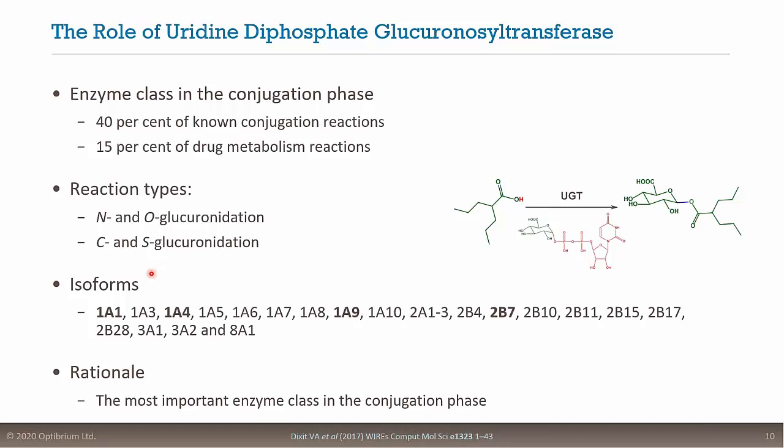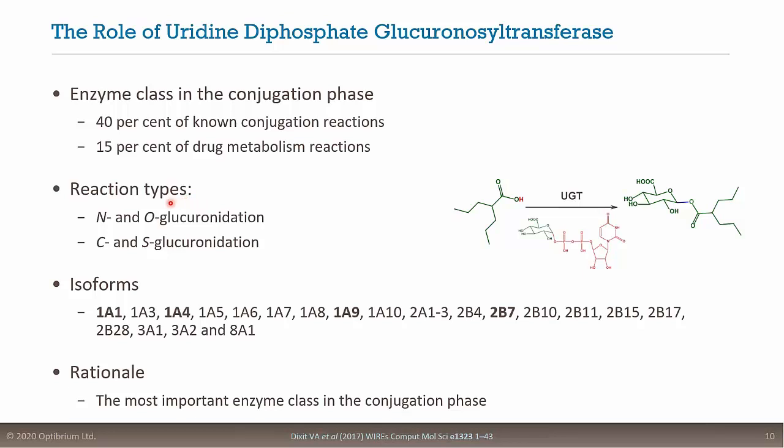Now, UGT stands for Uridine Diphosphate Glucuronosyltransferase, a very complicated name, and it's an enzyme class in the conjugation phase. So 40% of known conjugation reactions concerning drug-like molecules are metabolized by UGTs, and 15% of all drug metabolism reactions are metabolized by UGTs. And as a quick reminder, I think cytochrome P450 metabolizes approximately 70 to 80% of drug metabolism reactions.